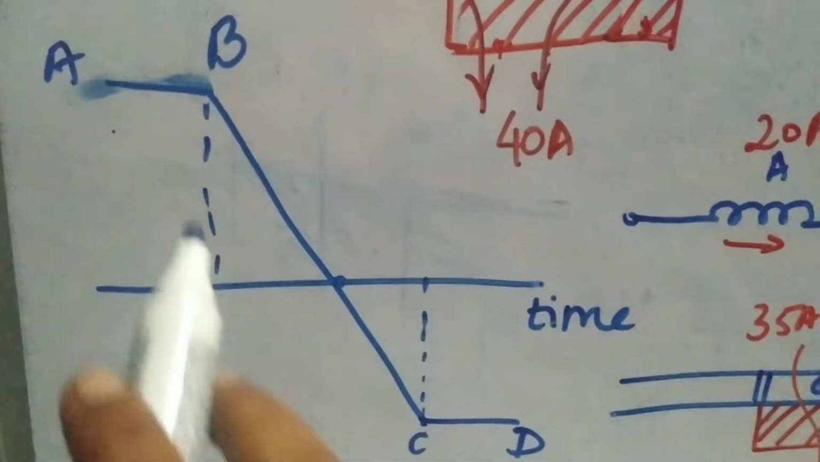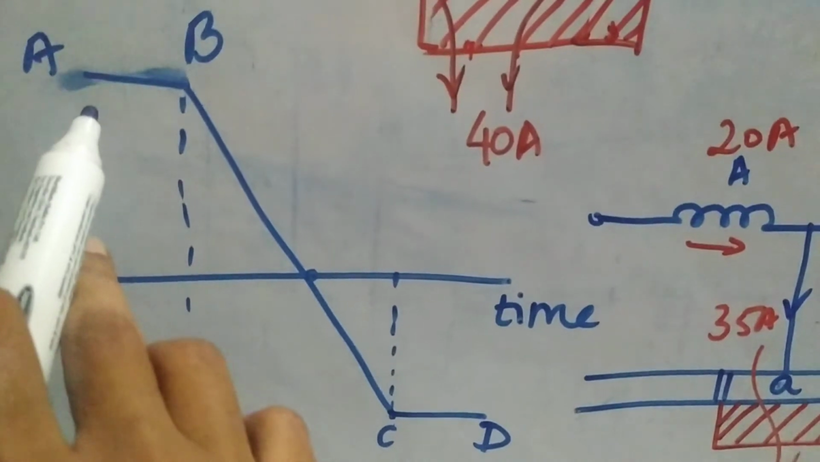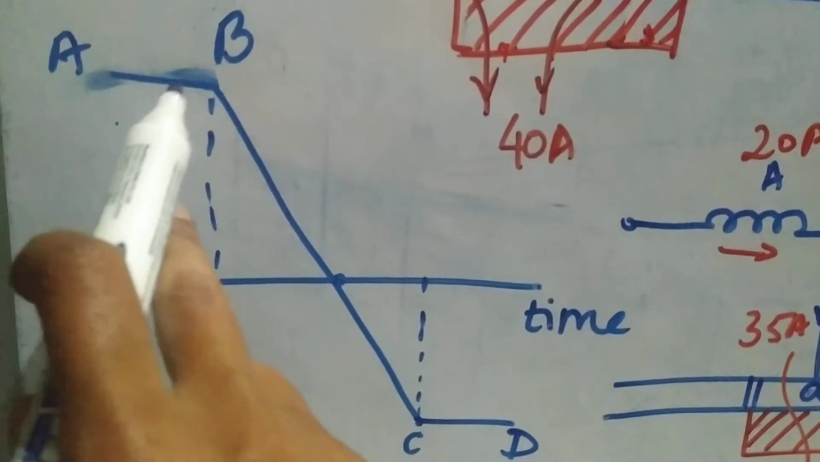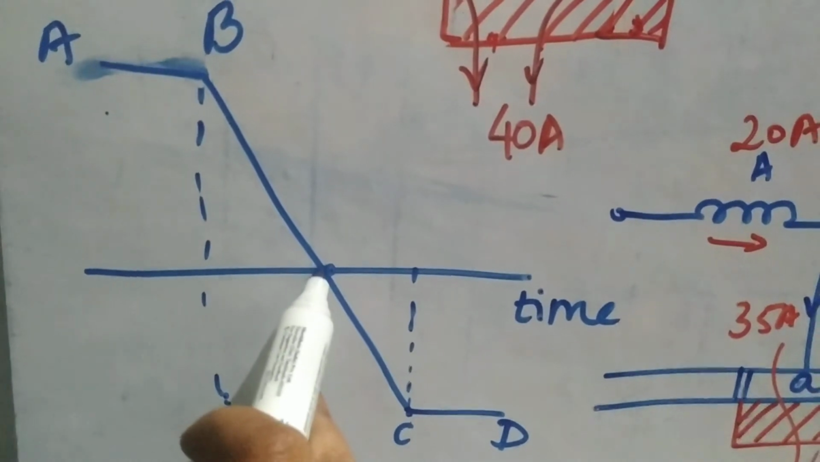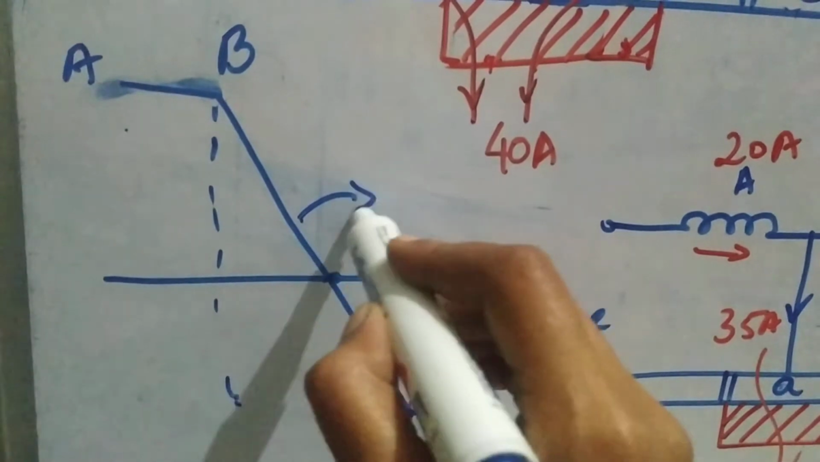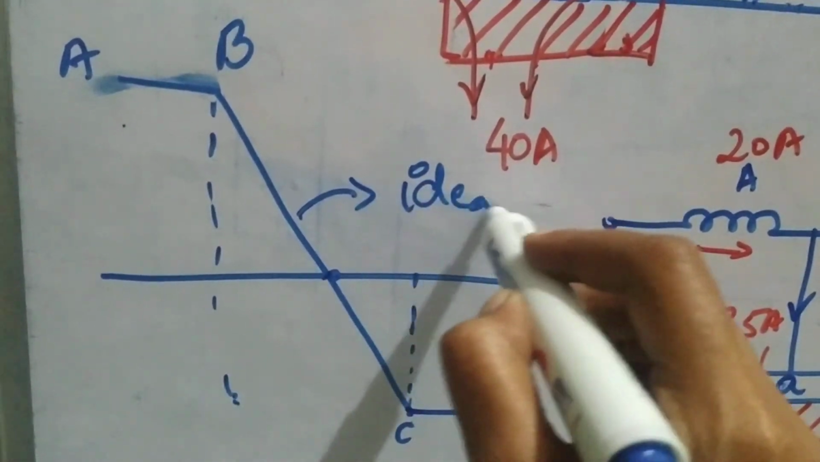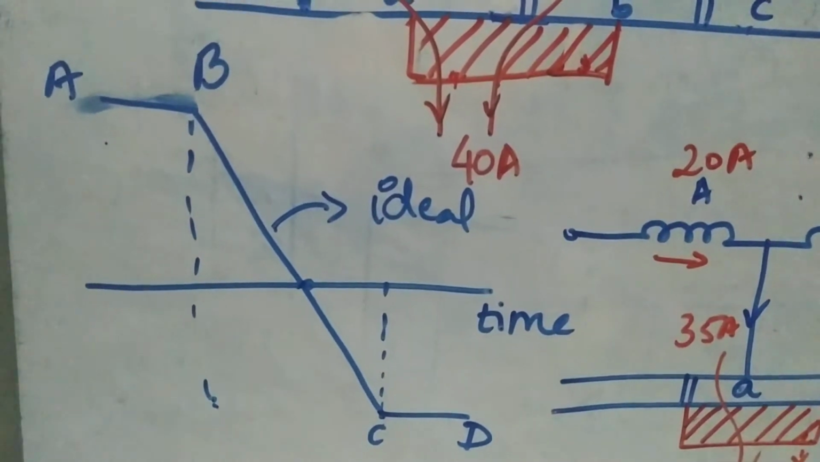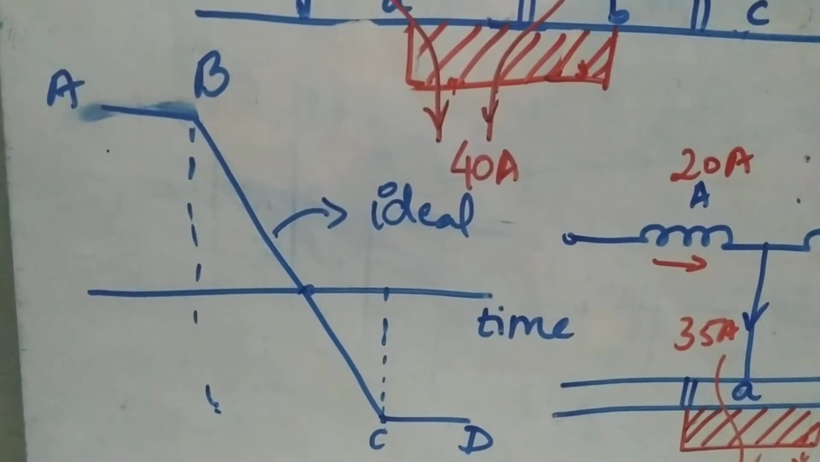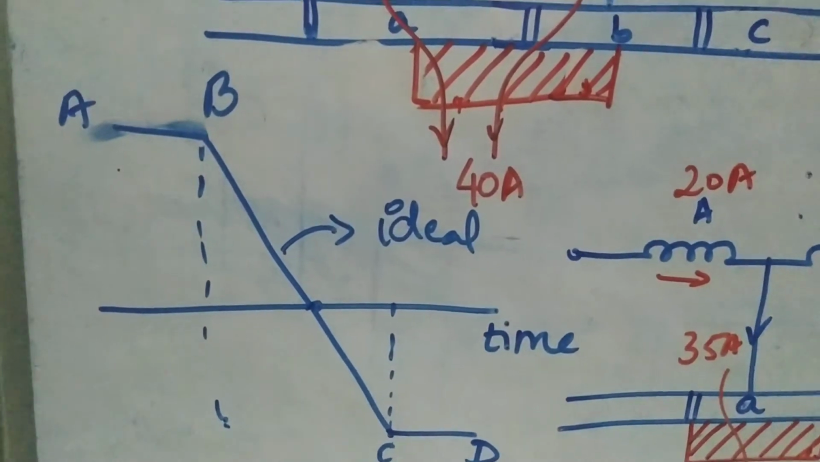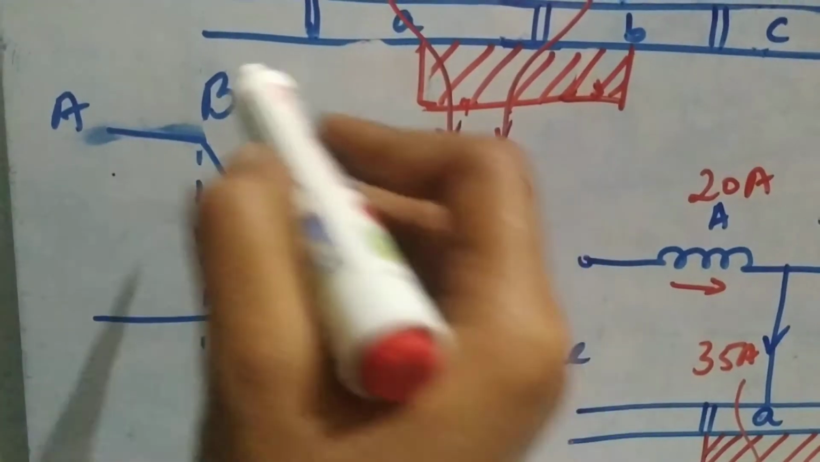You can clearly see that in the commutation process, the current is changing from plus I to 0 and from 0 to minus I. So this process will be the ideal type. So it is an ideal commutation, or linear commutation.